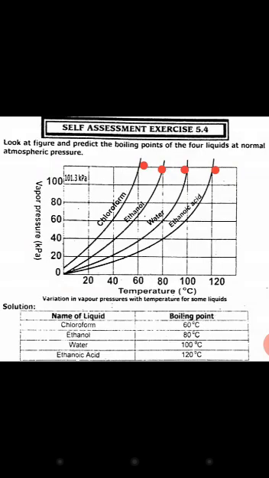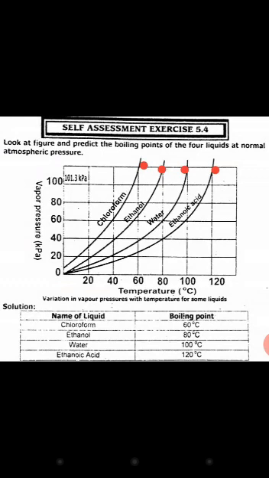Now we are moving towards self-assessment 5.4, the figure of your book. Look at the figure 5.9 given in your book on page number 90. We have to predict the boiling point. We have been given here 4 liquids. First is chloroform, second is ethanol, then water and ethanoic acid. You can see red dots in this picture which indicate the boiling point.